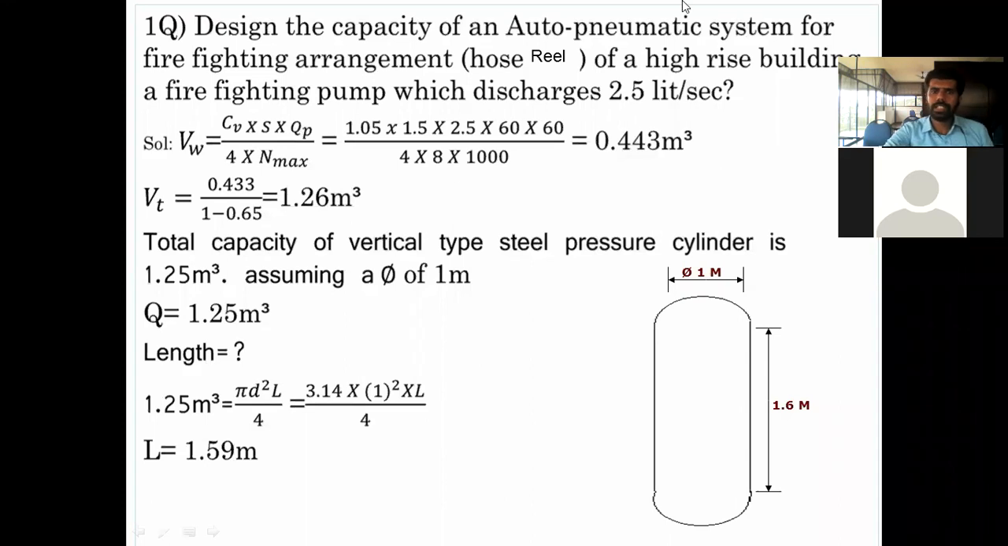So anyways, we can take this 433, okay, 433 or 443. Just try and see. Then VT is equal to VW divided by 1 minus sigma B. Sigma B is 0.65. When you compute it, you will get the total volume of the tank as 1.26 meter cube. So the total capacity of the vertical type steel pressure tank is 1.25 meter cube. You can round it and write 1.25 meter cube. So we got the tank capacity as 1.25 meter cube.